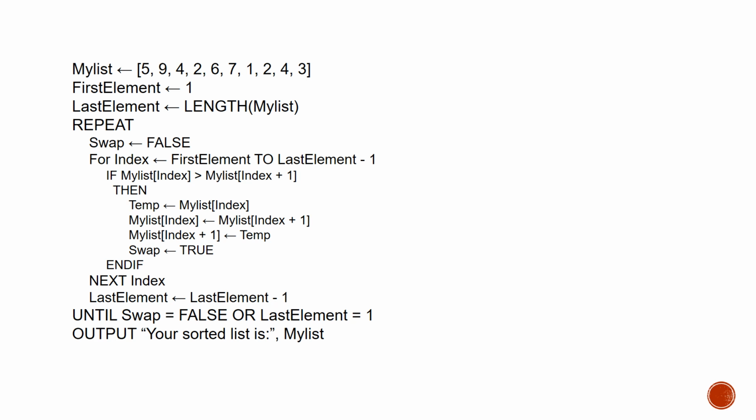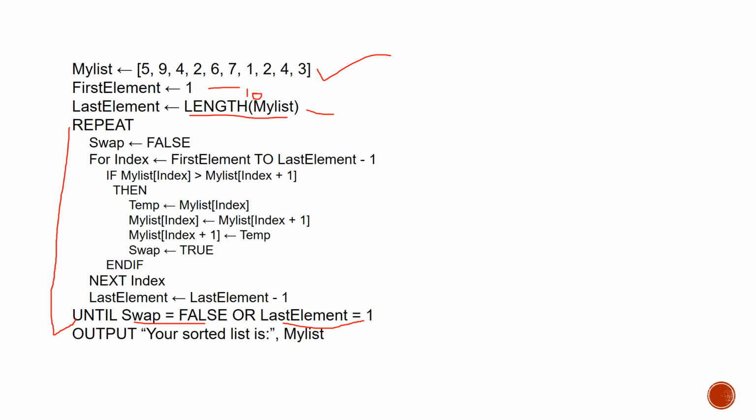Here we have a list containing these items. I have declared an item, first element, and last element, which is basically the length of my list. So what is the length of my list? 1, 2, 3, 4, 5, 6, 7, 8, 9, 10. So currently 10 is the length of my list. So this loop will run until swap equals false or last element equals 1. Currently last element is 10.